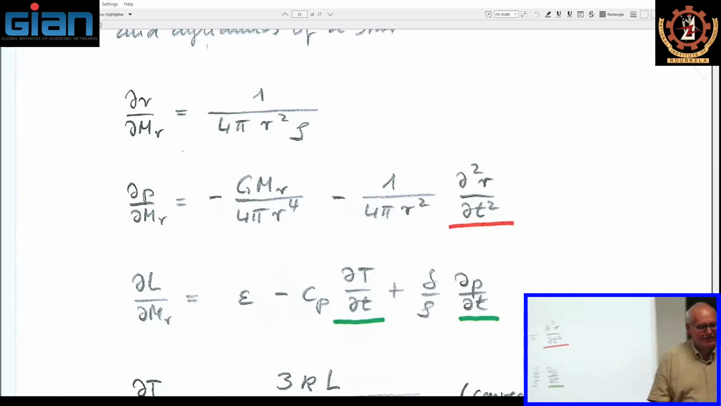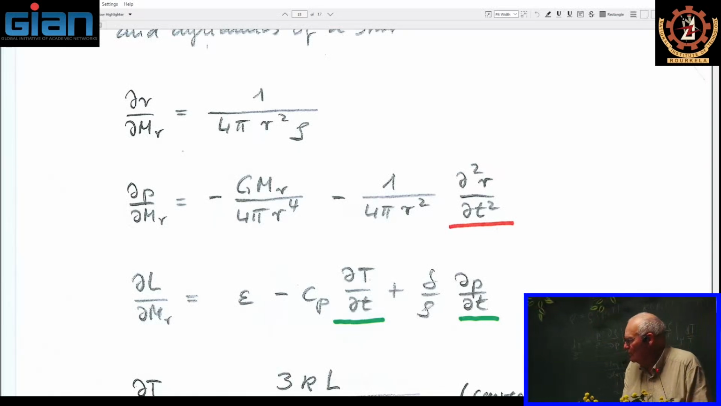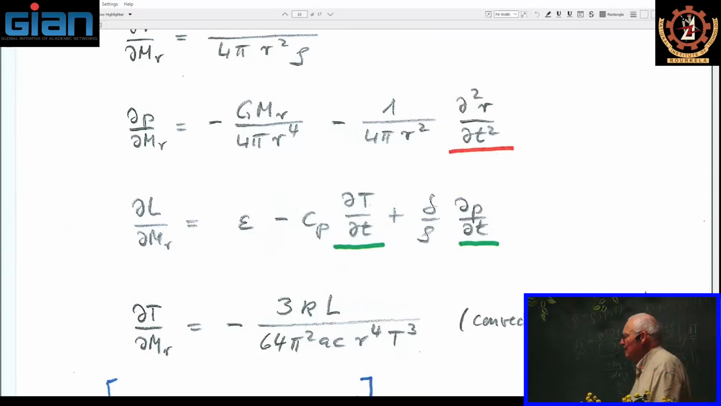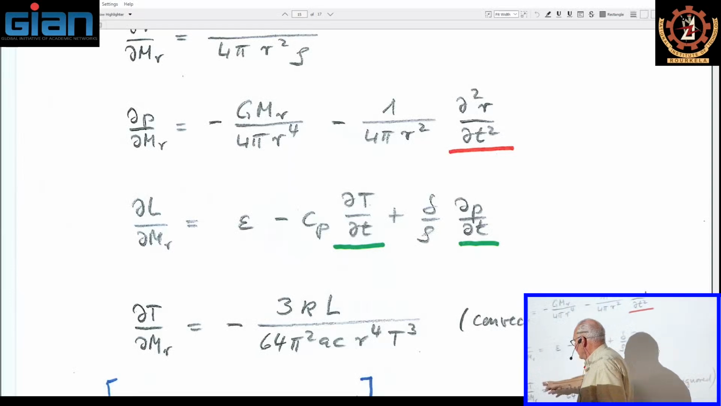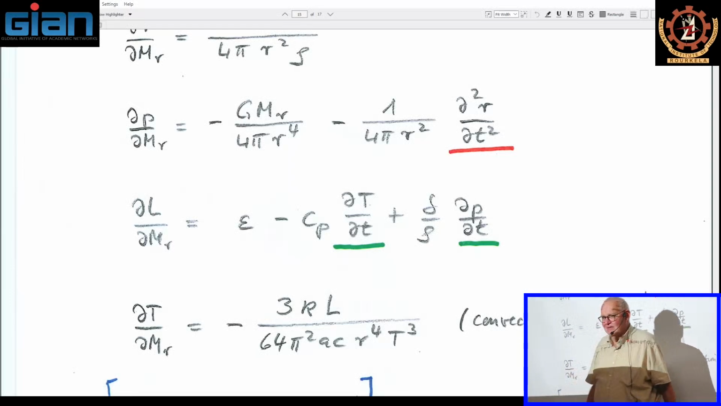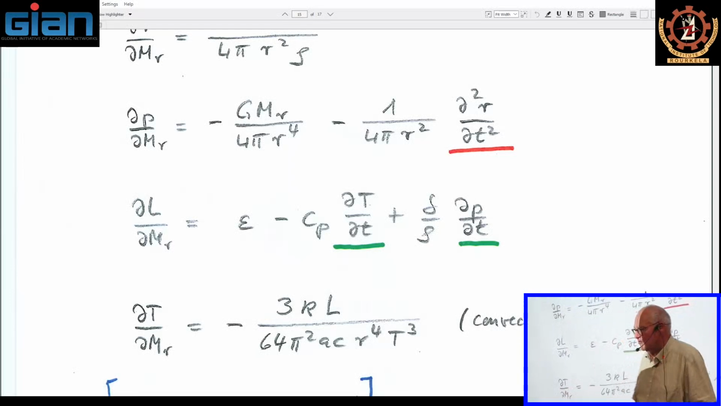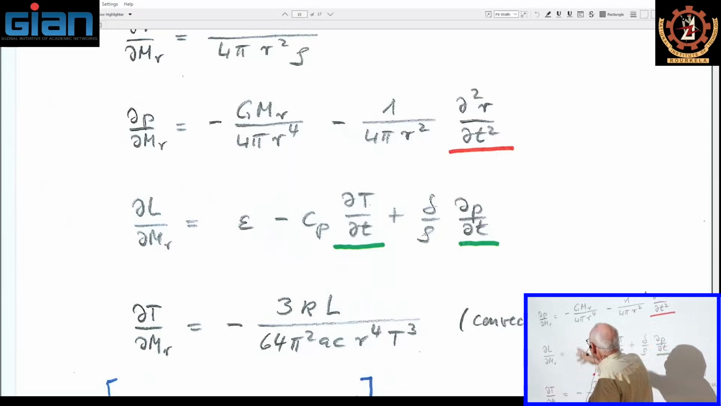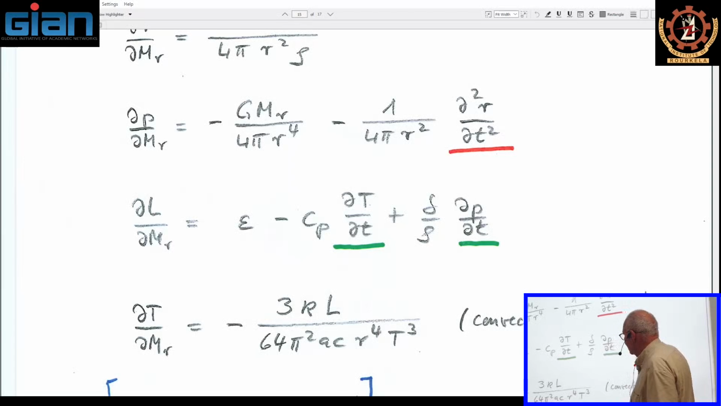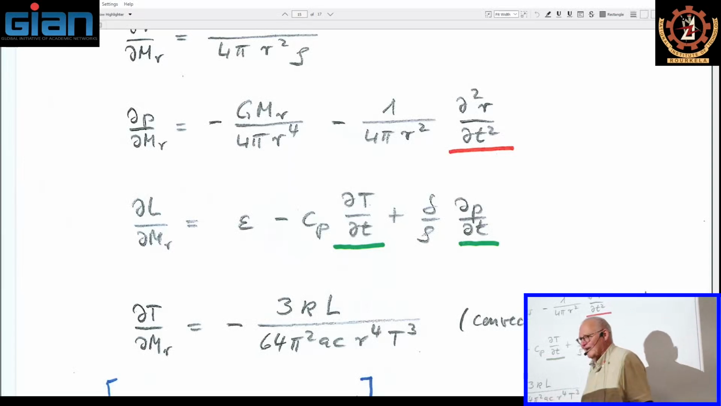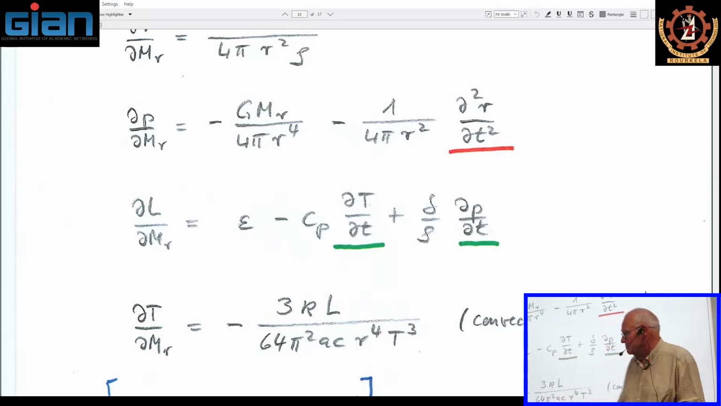Okay, and finally we have the diffusion equation for energy transport. We replace the gradient of temperature with a gradient with respect to the mass coordinate, with the Lagrangian mass coordinate. This gives these 4 pi r squared dependencies. So these 4 pi r squared are hidden here. And we replace the flux by the luminosity.